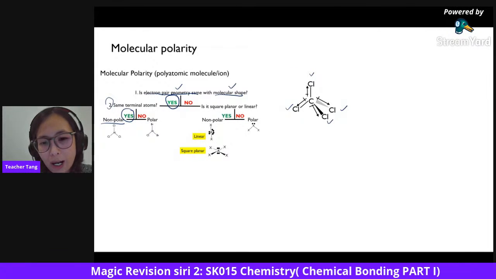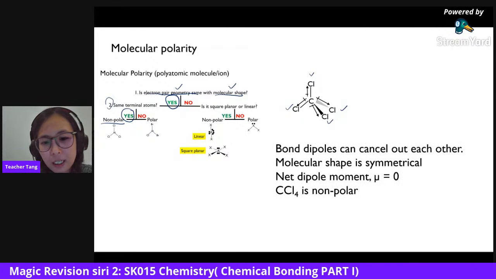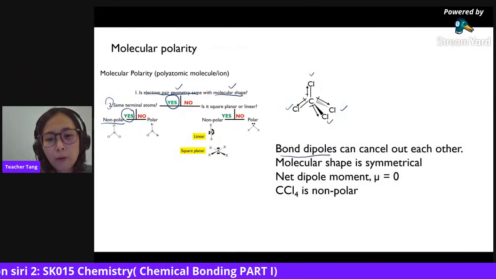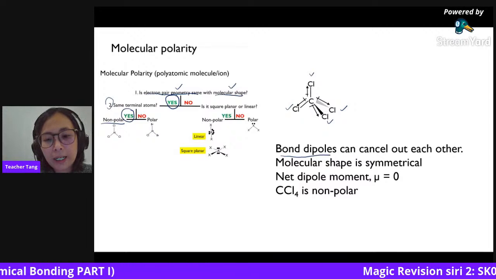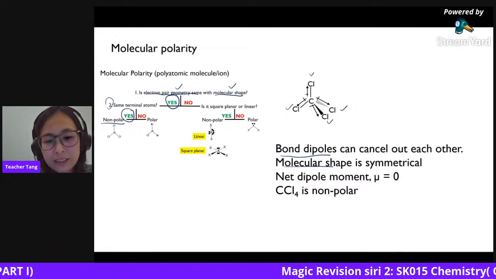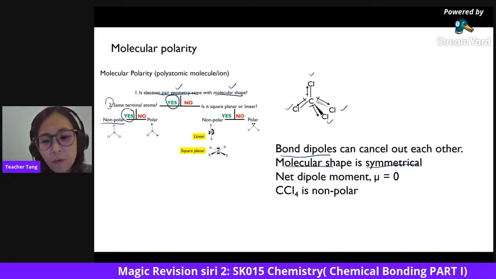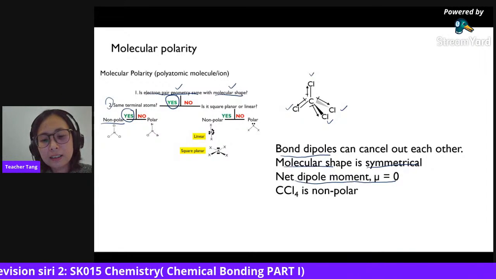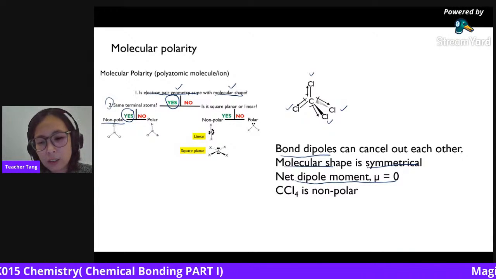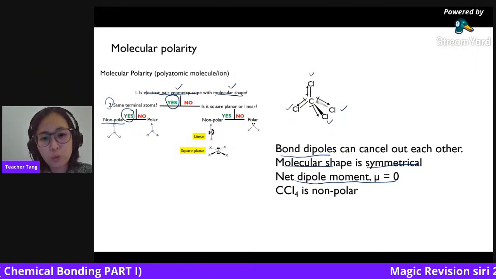Why non-polar? It is because all the bond dipoles can be cancelled out, and the molecular shape for CCl4 here is symmetrical. Therefore, the net dipole moment is equal to 0, and CCl4 is a non-polar molecule.